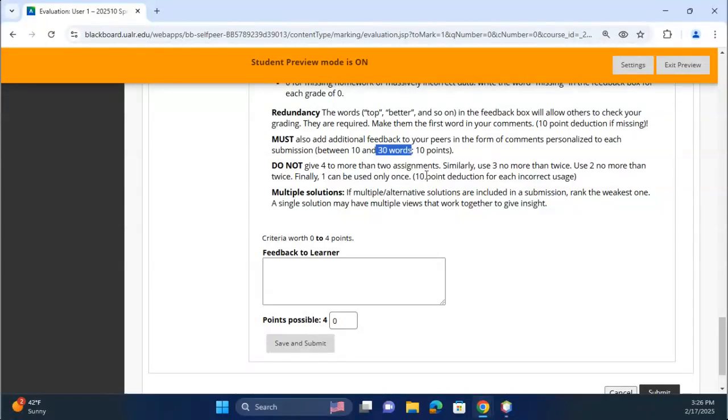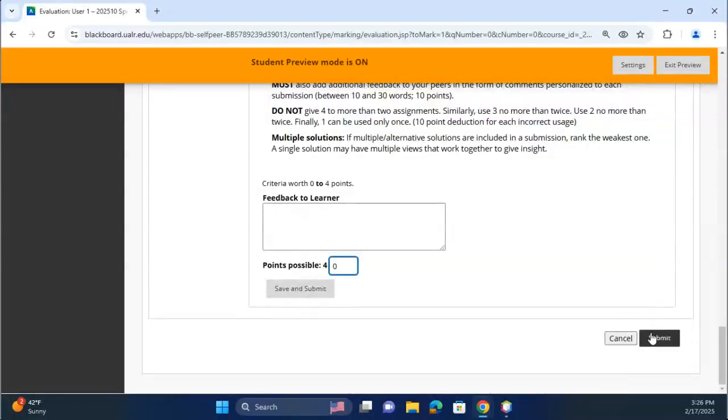So that's one thing. Make sure you write the feedback in here, give the points possible, and then hit submit. I think save and submit does the same thing. But if you have to, click on both.